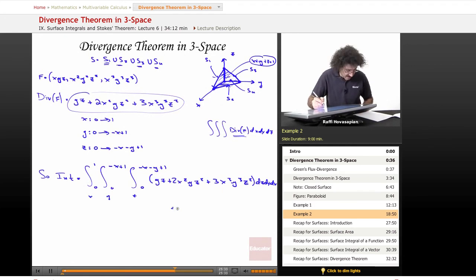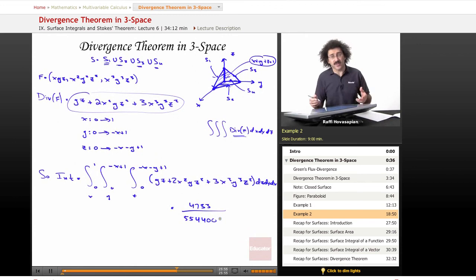And when I put this into mathematical software, I get some odd number, but it is a number. 4733 divided by 554,000. Sorry about that. You know what? No commas. I'll just write out the numbers. 554400. Again, we have a positive divergence. It's a very, very small number, but it is a positive divergence.